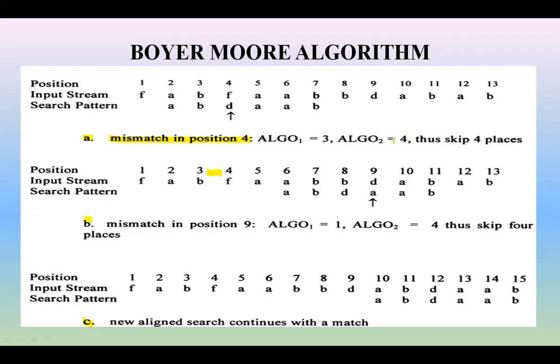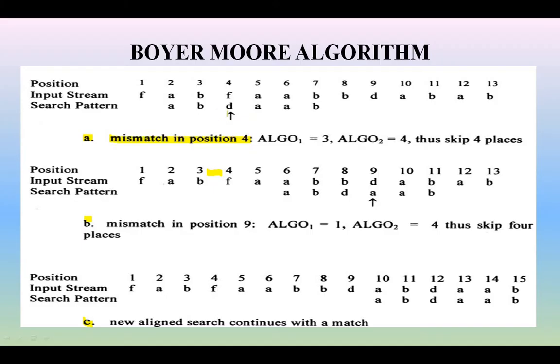So 4 spaces you have to skip. That's why algo 2 is given as 4. And coming to the left to right, algo 1 will work: 1 2 3. From the starting, how many spaces it is skipping, from 4 to 3, the number of places, that is fourth.